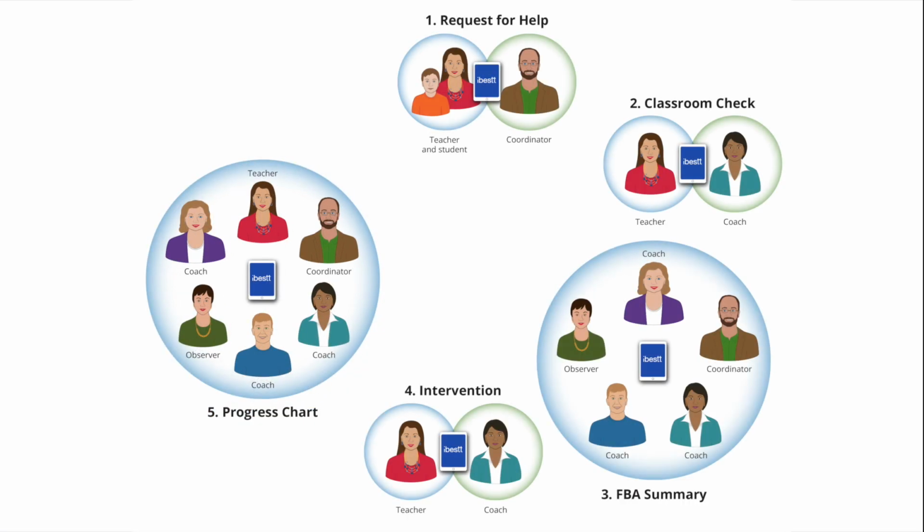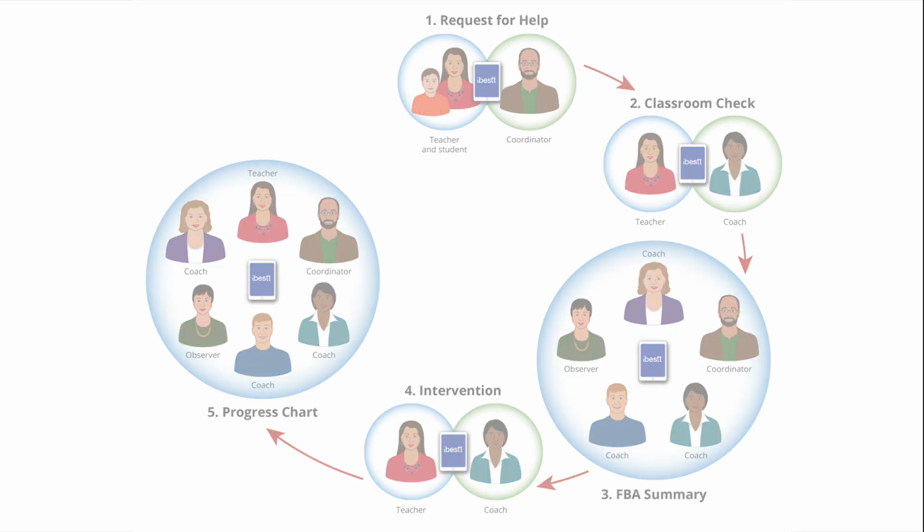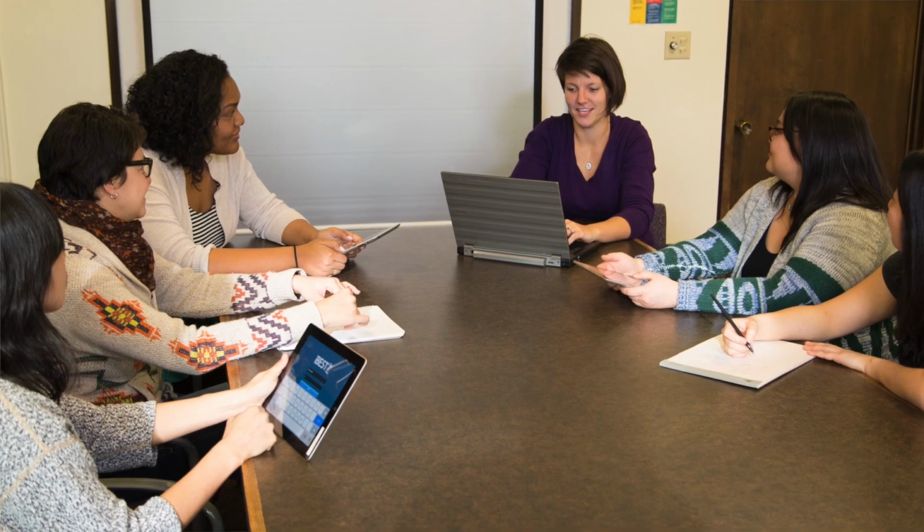At any time, a team member can log into ibestt from a computer or tablet to see where the student is in the process. Simply put, ibestt guides your team in the behavior support process. It provides systematic evaluation and support for the student and the teacher. ibestt brings increased efficiency, communication, and transparency to the Tier 3 intervention process.